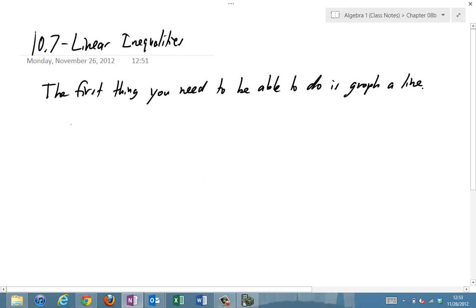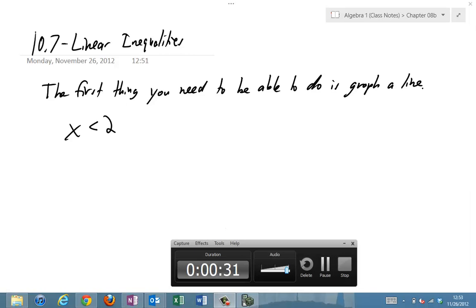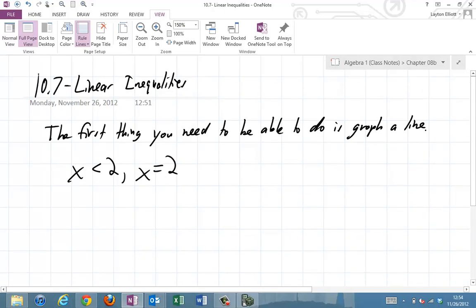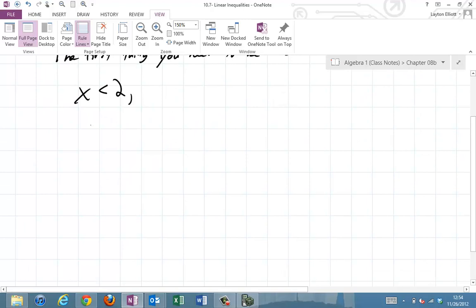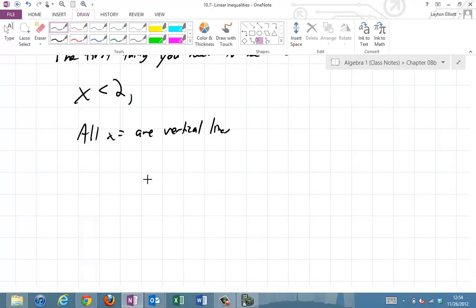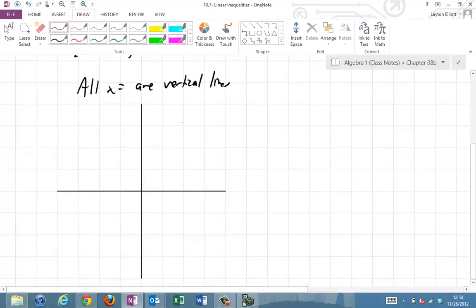So one example would be to graph x is less than 2. To graph x is less than 2, you first want to graph x is equal to 2. Remember that all x equals are vertical lines. So drawing a graph of x is equal to 2, there's a grid, and x equals 2 would be a vertical line passing through x equals 2.